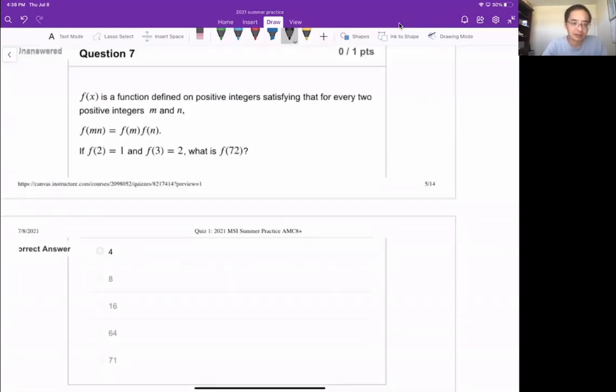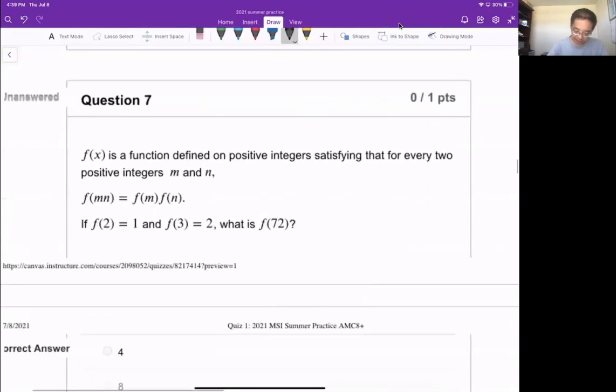Question number 7. f(x) is a function defined on positive integers, satisfying, for every two positive integers m and n, that f evaluated on the multiplication equals the multiplication of the corresponding values. Now, if we know the value of f at 2 is 1 and the value at 3 is 2, the question is, what is f(72)?